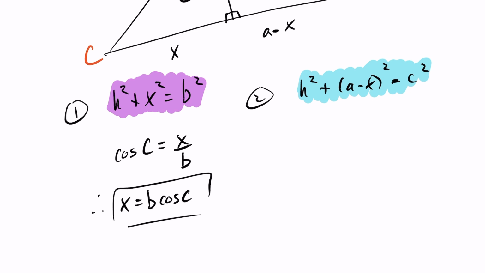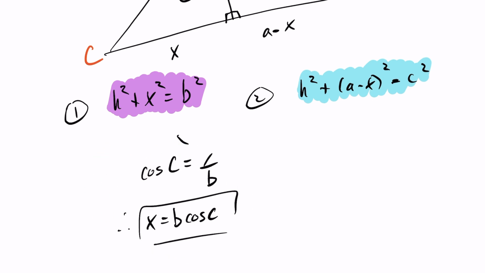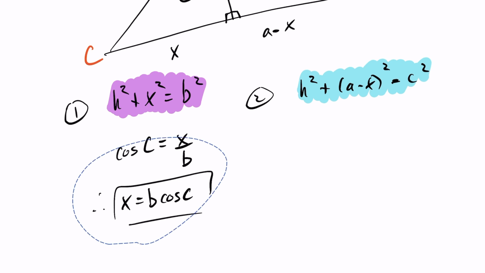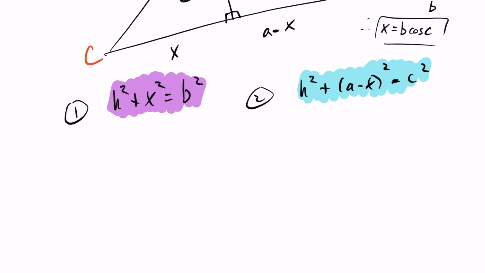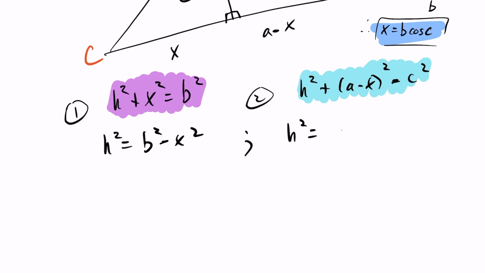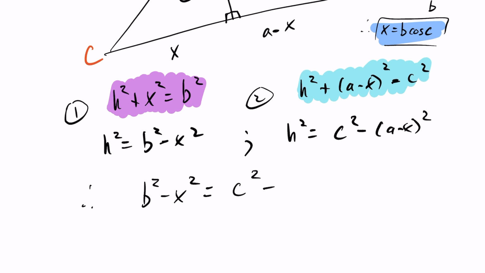Just to give us some room, I'll move this information over here for now. We're going to come back to that result. So I have h squared equals b squared minus x squared. And likewise, I have h squared equals c squared minus (a minus x) quantity squared. So therefore, I can equate these two, in which case I get b squared minus x squared is c squared minus (a minus x) squared.